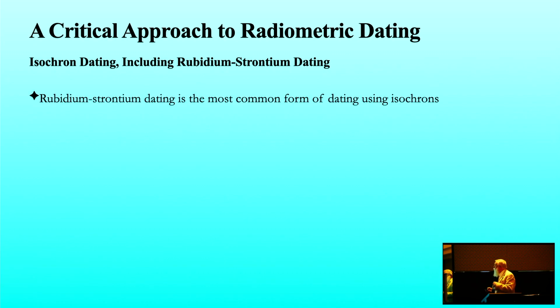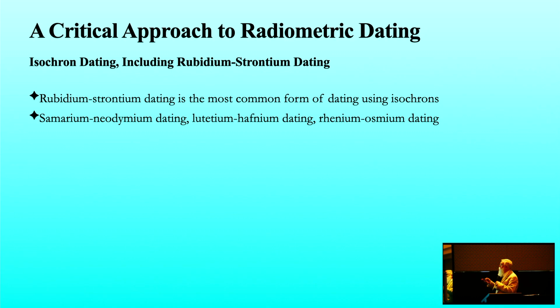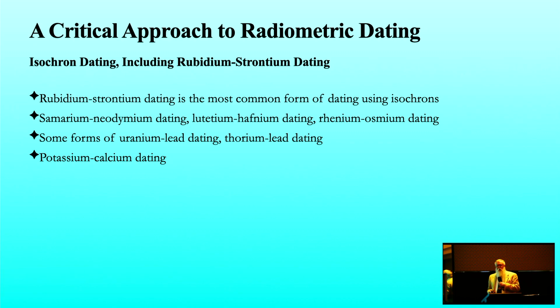Okay, so now rubidium-strontium dating is the most common form of dating using isochrons. There's a whole bunch of them. There's samarium-neodymium dating, lutetium-hafnium dating, rhenium-osmium dating. Some forms of uranium-lead dating are done that way, thorium-lead dating, potassium-calcium dating. And don't ask me why they do this, because I thought argon could get rid. They actually use potassium-argon dating sometimes with isochrons. Why are they doing all these dating? Because they don't get the results they want, so they torture the data until it finally gives up.